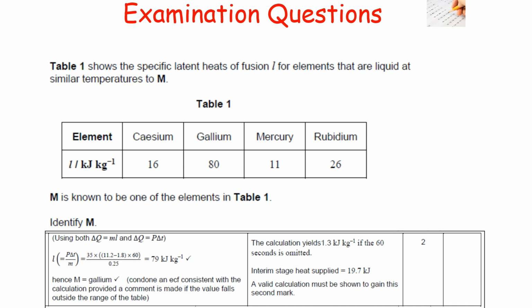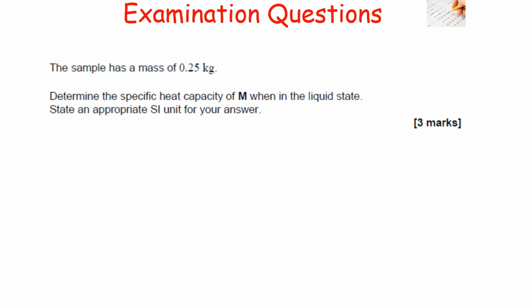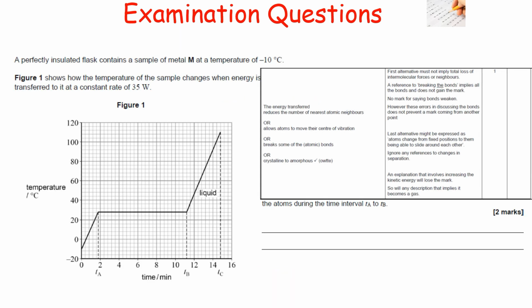Okay, and then we know what our mass is. So what we need to do is we know our mass is 0.25 kilograms. We know that our power was 35 watts because it told us previously in the question. We can go back on the graph and we can determine the time at which it changed state, because latent heat refers to change of state.